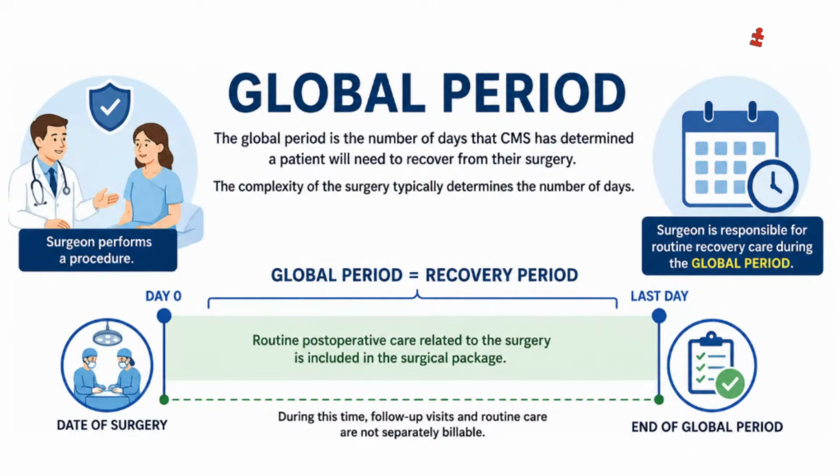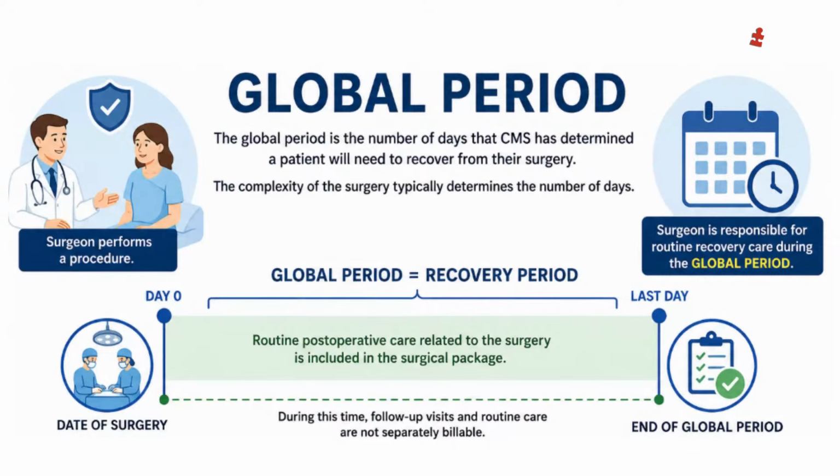All right. And the most extensive procedures are given 90 to 120 days, or that could have changed. I could be citing old global periods, right? But every procedure has a global period. And that means during that global period, let's say a person has a hysterectomy. If a person has a hysterectomy today, they've got a 90-day global period.